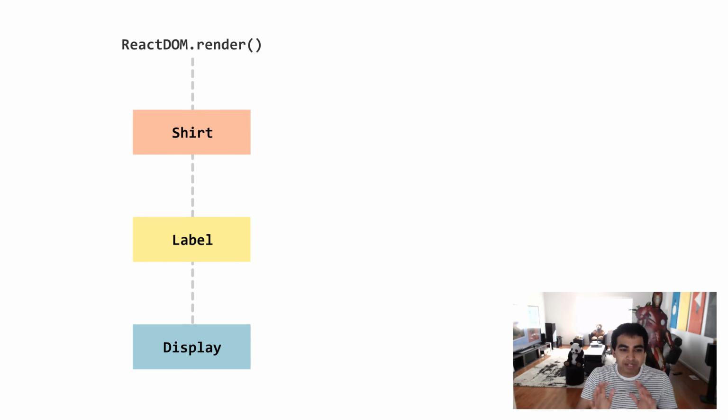So, let's look at an example. The example I'm going to look at is a little bit more realistic. You have a React.render at your root, and you have three components, all just linearly calling one another. You have a shirt, label, and display.